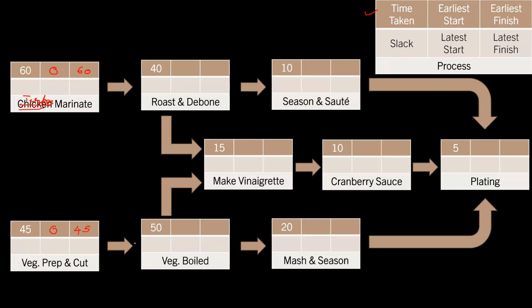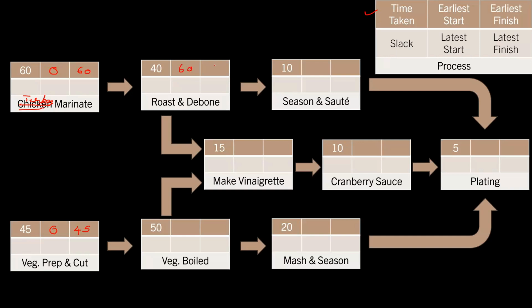Okay. Now, roasting and deboning can only be done after the turkey has been marinated. So tell me, what is the earliest start time that roasting and deboning can happen? From the 0th minute, at what minute can we earliest start roasting and deboning the turkey? I can even say 60th minute. So we don't have to go to 61. We can just say 60th minute because a minute has got a lot of seconds. So at the 60th minute, it can start at the earliest.